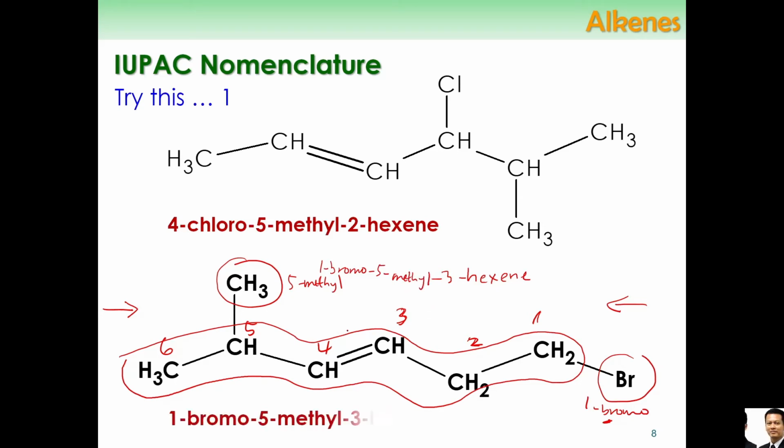Okay, so let's see the answer. Okay, the same, 1 bromo 5 methyl 3 hexene. So that is how you are going to name the alkene for aliphatic. This is aliphatic.